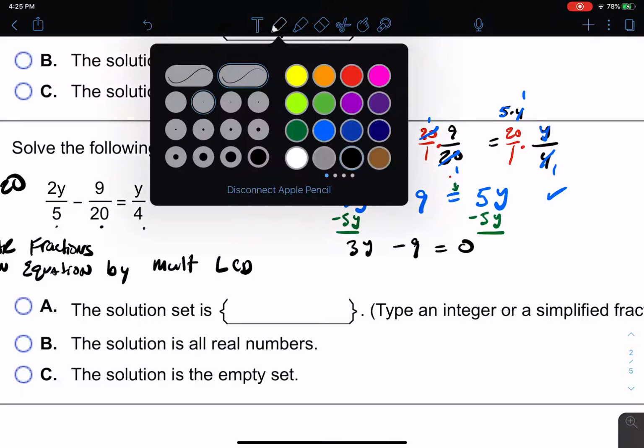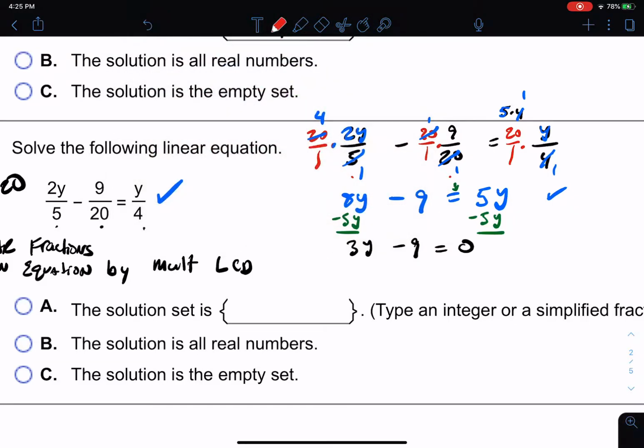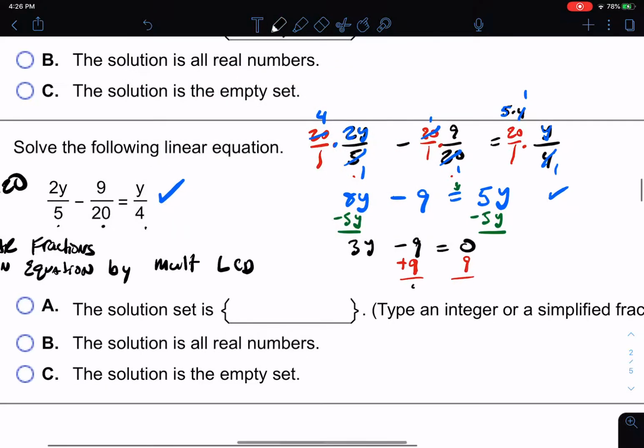Oh, my pen is messing up. Okay, there we go. Now I have 3y on the left and I've got this 9. I want to only have y's on the left now that I decided to put my y's on my left. So I'm going to add 9 on the left, and add 9 on the right. And what does that give me? Zero's out there. It gives me a 3y equals, oh man, that's a 9, isn't it? Yeah, very sloppy 9. That leaves me with a 9.